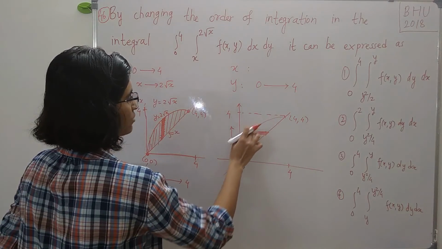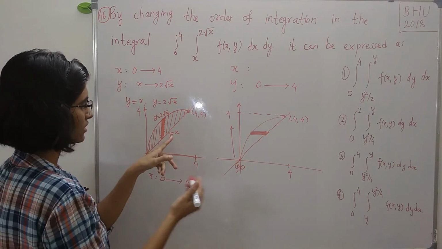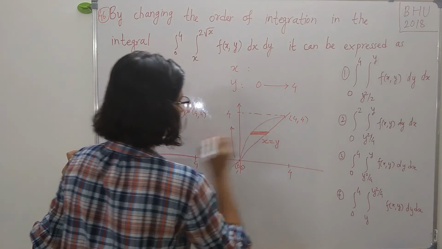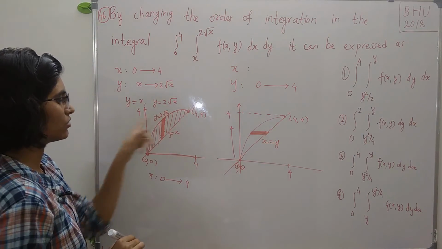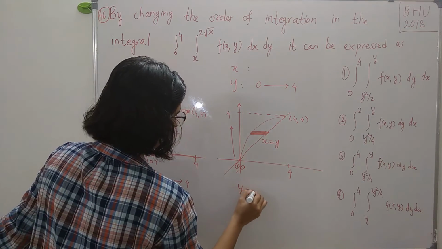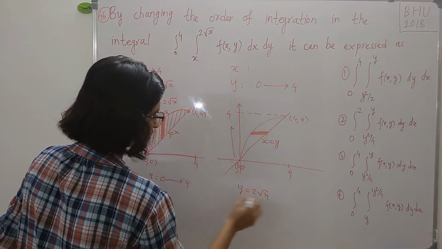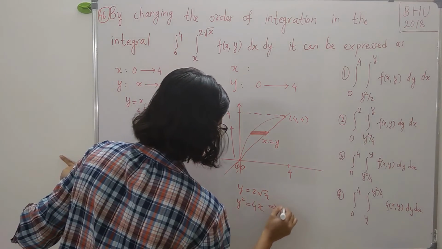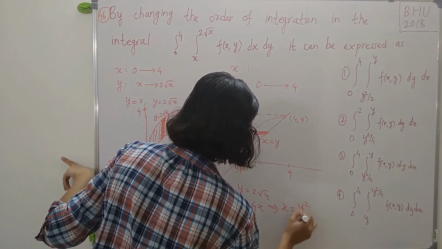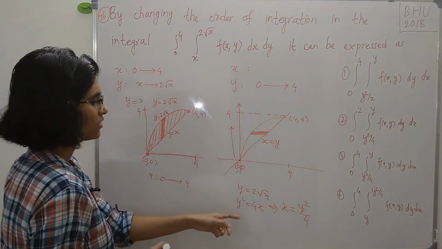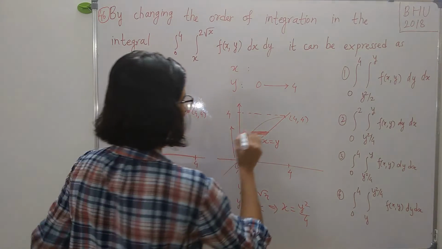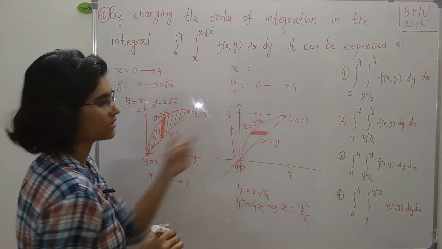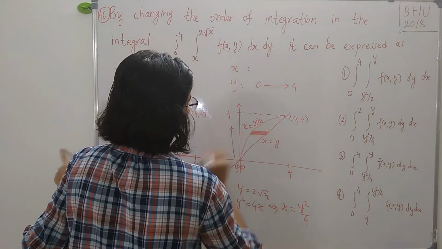But now let us find these curves in terms of y. So y equal to x means x is equal to y. y is equal to 2 root x means, just square on both the sides, so y square is equal to 4x. So this gives x is equal to y square by 4. Right. So this curve is the same as this. So x is equal to y square by 4, right? And we are taking this horizontal strip.